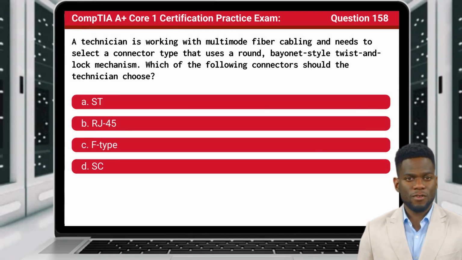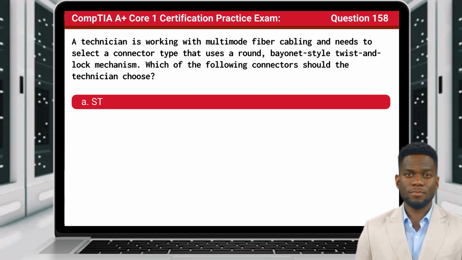Question 158. A technician is working with multimode fiber cabling and needs to select a connector type that uses a round, bayonet-style twist and lock mechanism. Which of the following connectors should the technician choose? The answer is A. ST.